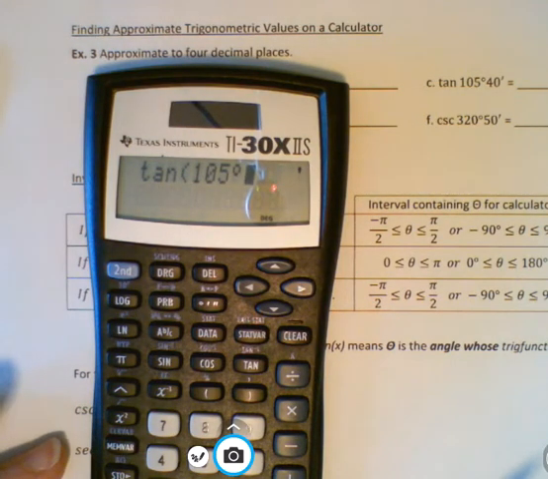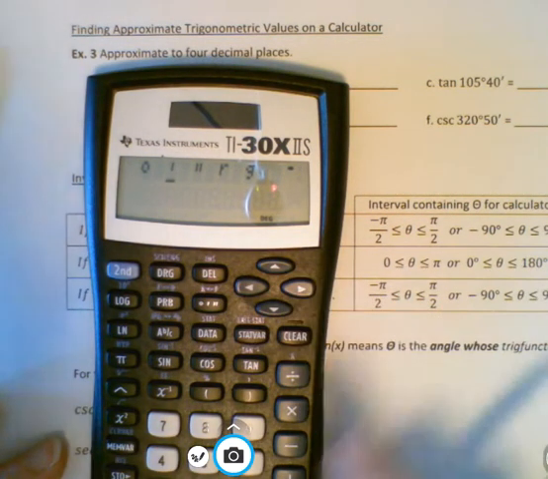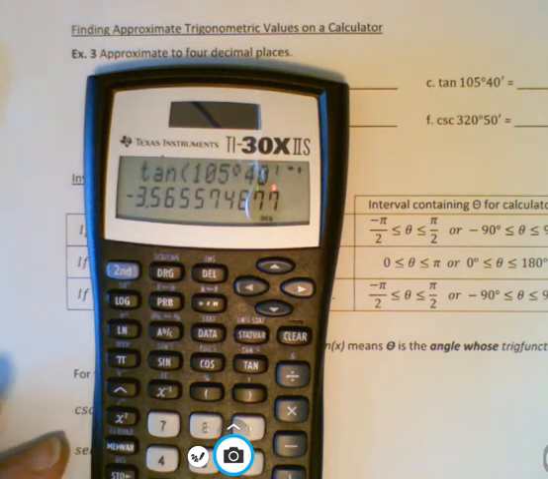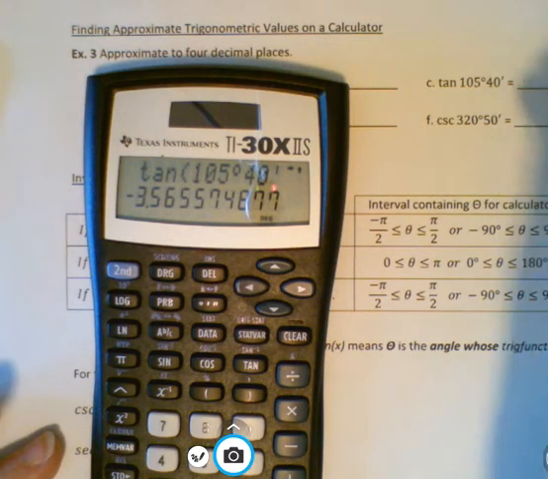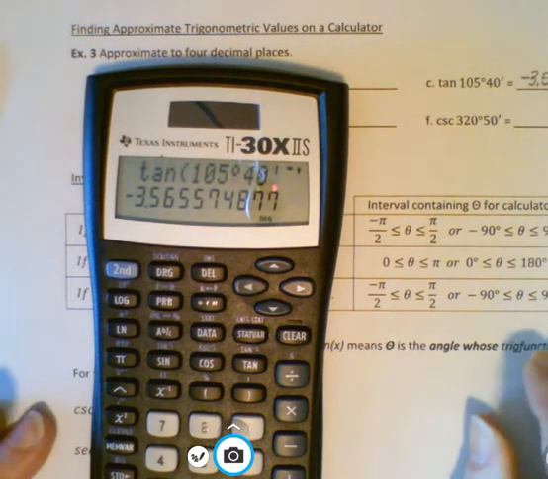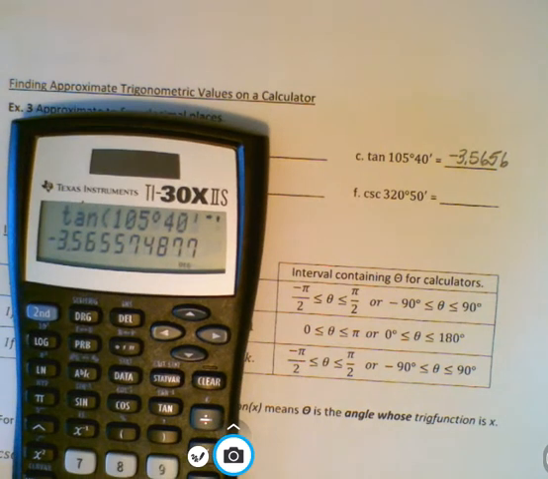So you see now it says 105 degrees. Then I type in 40, hit that button, arrow over to minutes. Now minutes are underlined. Hit enter. I'm going to close my parentheses because I like to do that. And hit enter. And so the tangent of 105 degrees and 40 minutes is negative 3.5656. All right, cosecant.